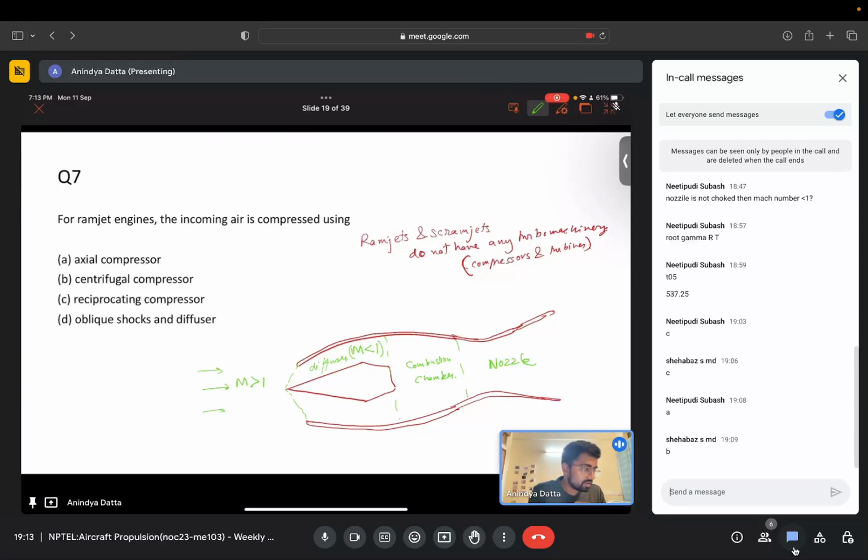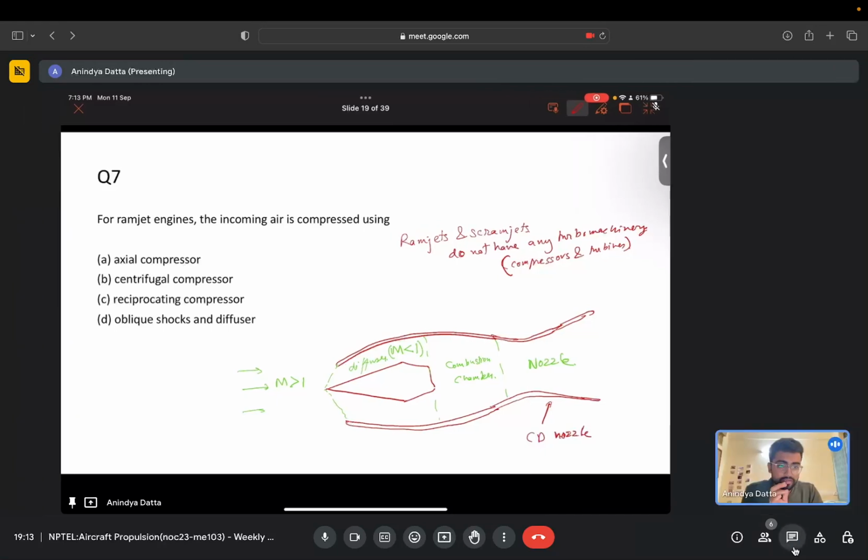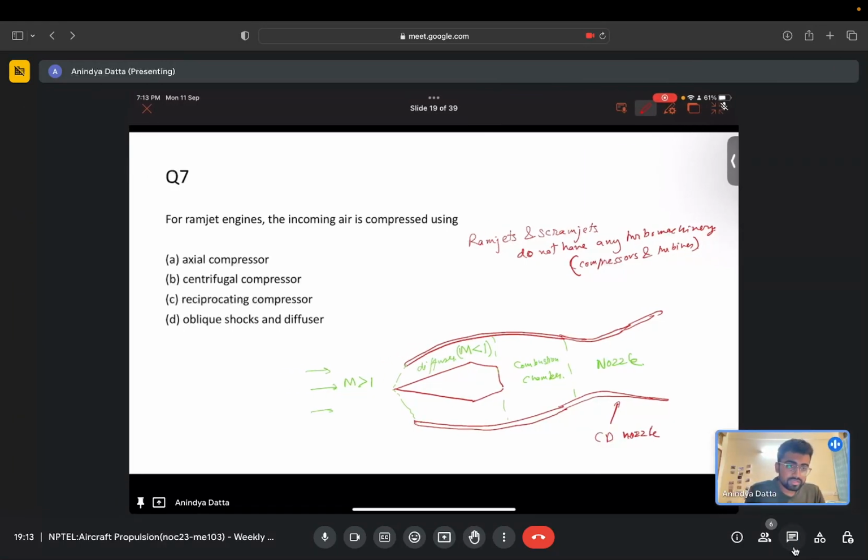You see I have drawn a CD nozzle. Remember we had a question in the last session about what types of nozzles are used in a ramjet. This is a CD nozzle, because the exit flow needs to be accelerated to supersonic speeds. To generate forward thrust, because the aircraft speed is Mach number greater than 1, the nozzle exit velocity also has to be supersonic, Mach number greater than 1. That's why we use a CD nozzle.